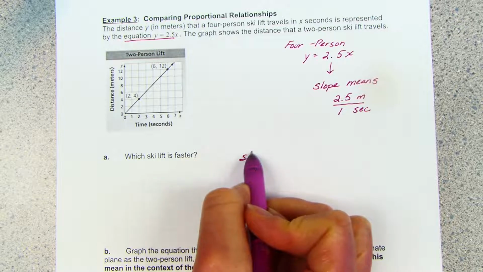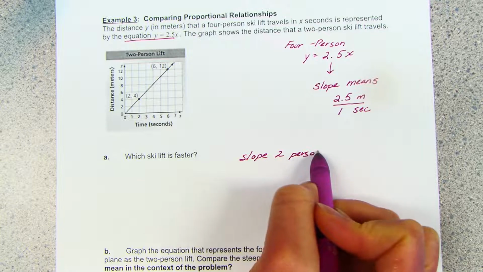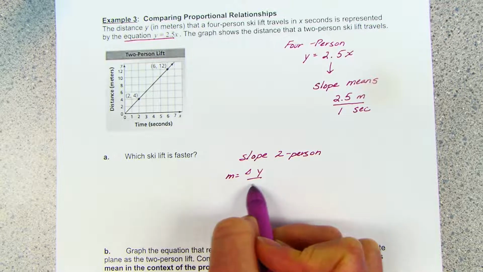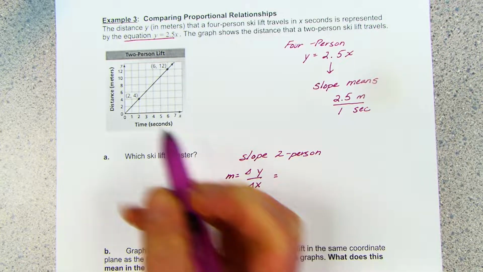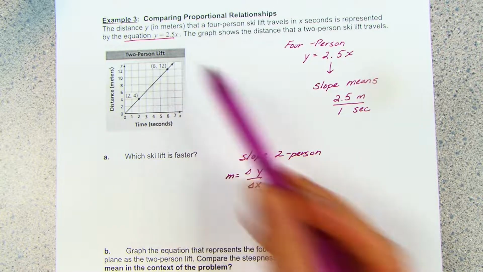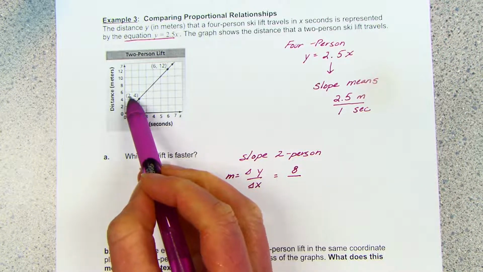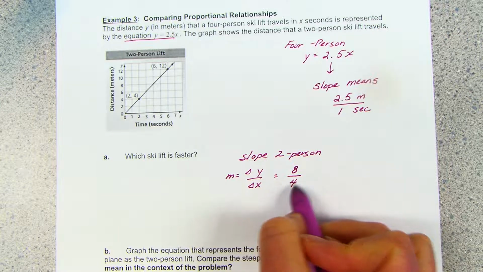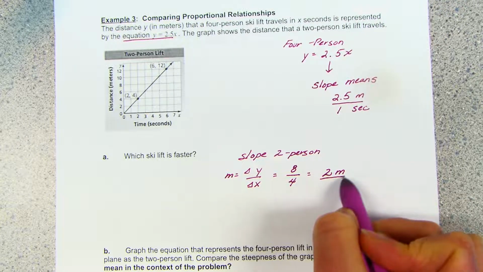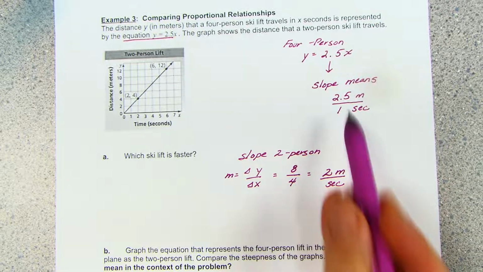All right. And the slope of the two-person, let's do change in y over change in x, and you can get that from the graph. So the y values, it's going up. It's changing from 4 to 12, so that's a change of 8. And the x values change from 2 to 6, so that's 4. So the two-person is going 2 meters per second. Okay, so the four-person is faster because it's going 2.5.